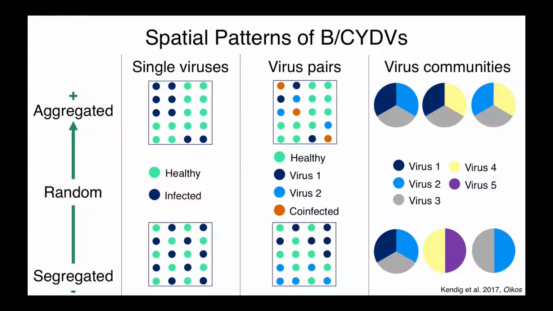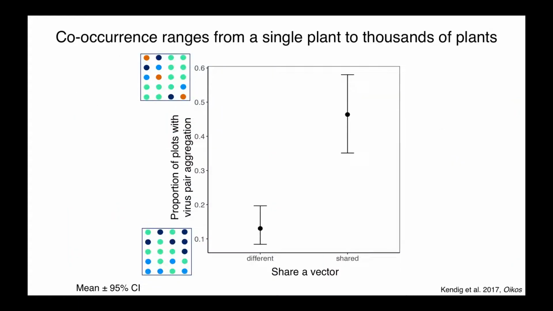And then the third metric I looked at was whether virus communities of plants next to each other were more similar or more different. This virus pairs result was the one that showed the most interesting because we saw a lot of aggregation between different virus pairs. And this aggregation was motivated by whether or not these viruses shared a vector.